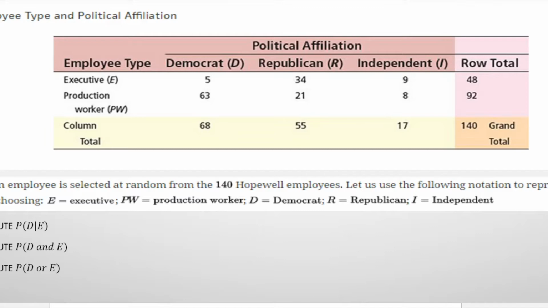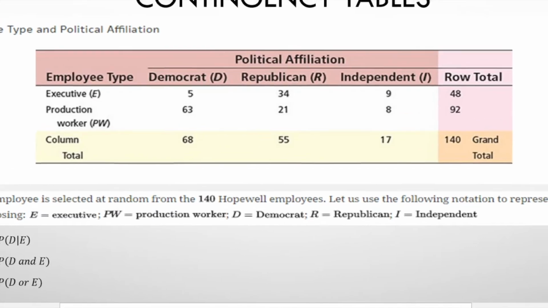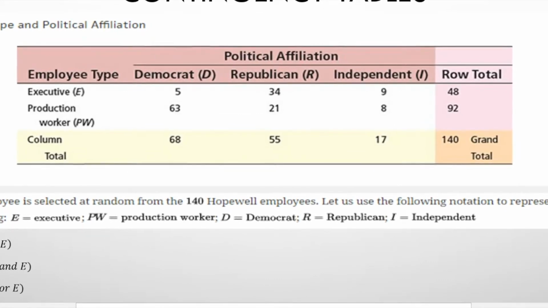So we're given this table, and the key idea here is just learning how to read it. So first thing we're going to go through is just how to read everything. So if I wanted to know the total number of executive employees, what I would do is go here, and the totals are at the ends. So if I go way over here, there would be 48 total executive employees.